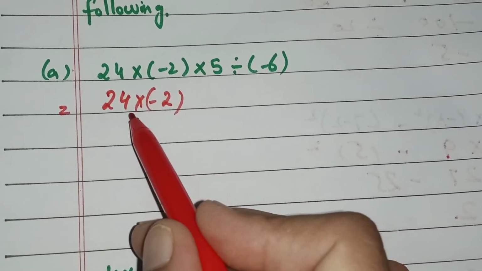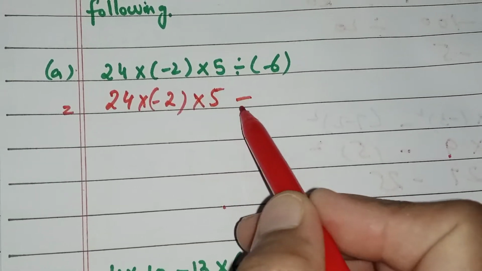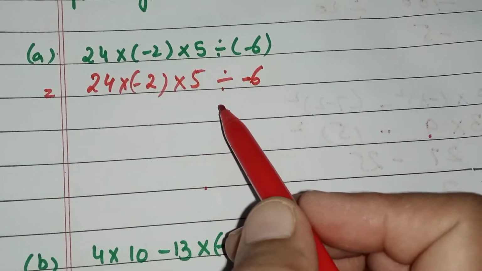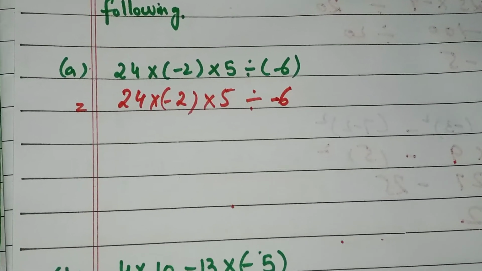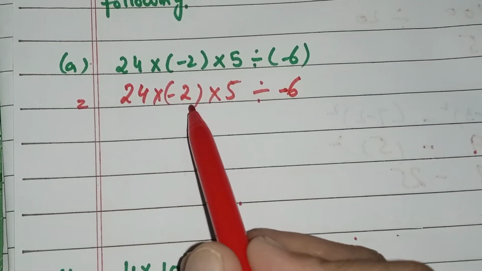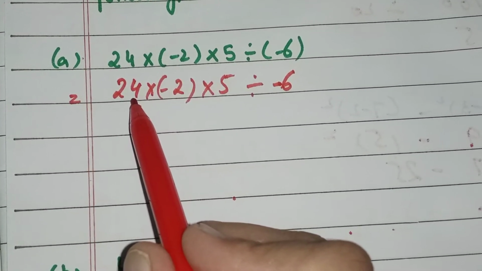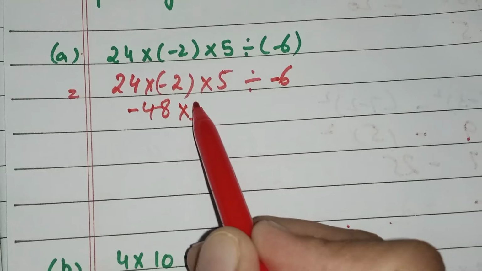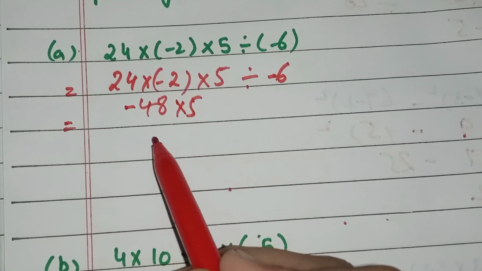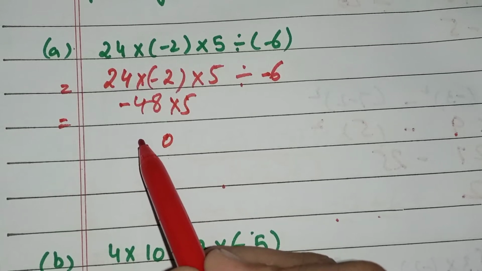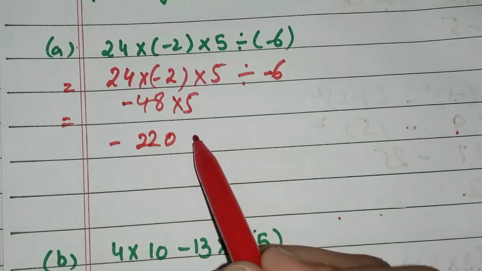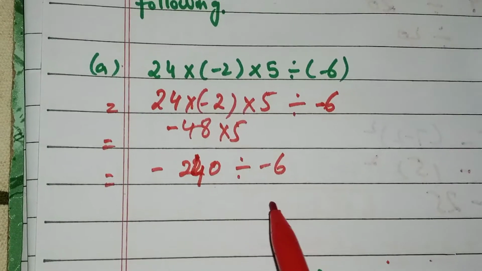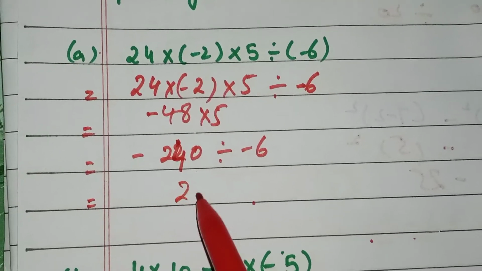Here I multiply 24 minus 5, then divided by minus 6. This is the A part of question number 9. After multiplying 24 by minus 2, I receive minus 48. And then multiplying by 5, I receive 220. Then dividing by minus 6, after dividing by this, I receive 20.